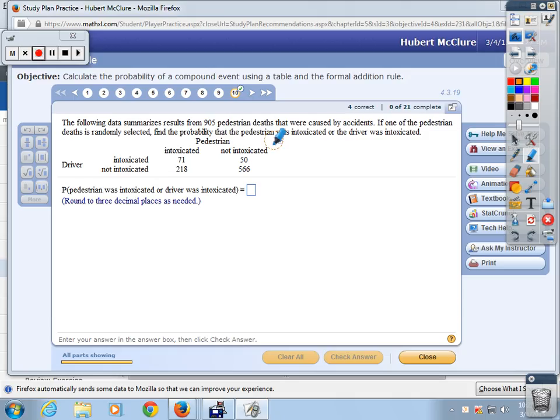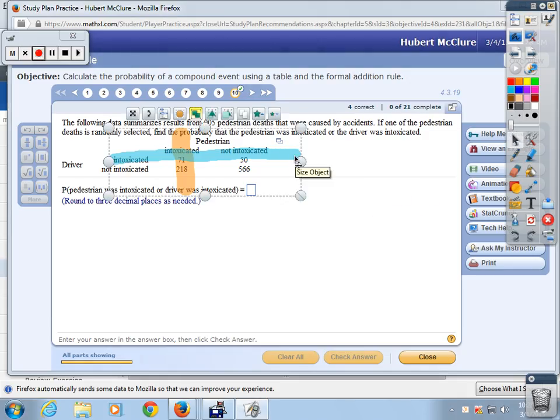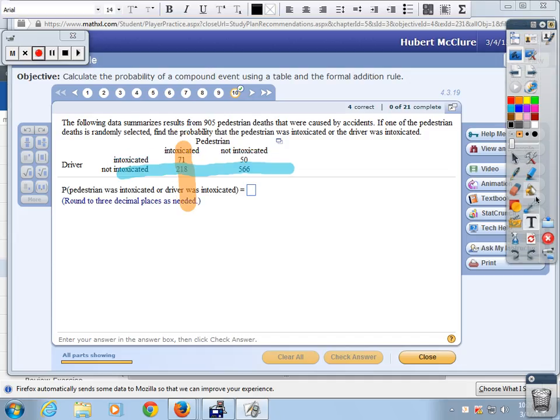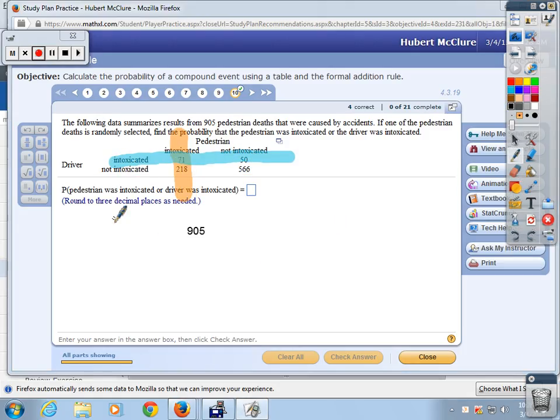All right, so this one's asking, the pedestrian was intoxicated or the driver was intoxicated. So pedestrian intoxicated, do that in orange. Driver was intoxicated, do it in light blue. Okay, so now we add up everything. And what is the denominator? The denominator is going to be 905. So they give you that. If they don't give you that, then you add it up. So that's the denominator.